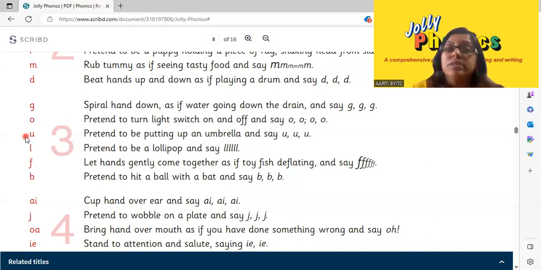Children get confused with this sound. What is the sound of letter U? Very simple. Sound of letter U is very simple. No a, no eh.